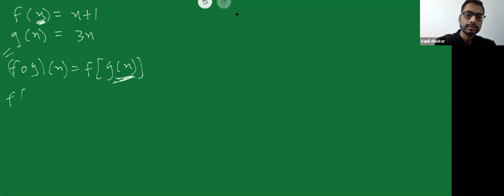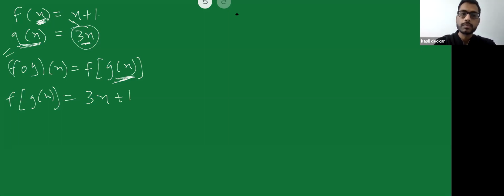Therefore, I can say this term f of g of x is equal to, instead of this x, g of x. And what is g of x? G of x is 3x. So instead of writing x, I'm going to write 3x. This plus 1 term would be as it is. So f of g of x is equal to 3x plus 1.